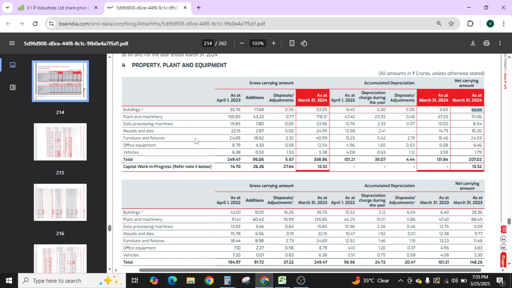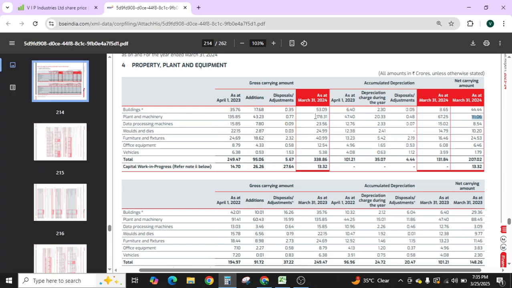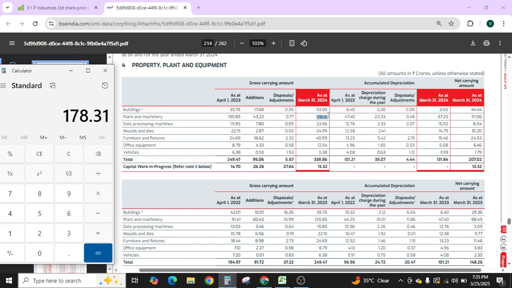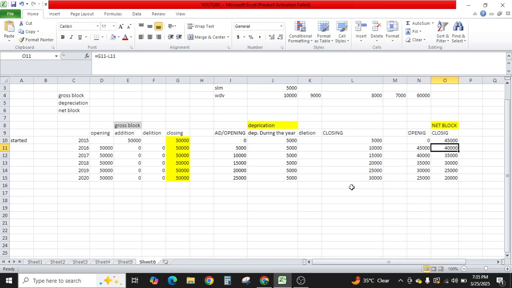Did you get it? I think it is easy to understand. If we take an example in plant and machinery, it will be 178.31 minus 67.25, which is the accumulated depreciation till 31st March 2024, which gives 111.06 cr. Now, I have told you that this amount will go into the balance sheet.